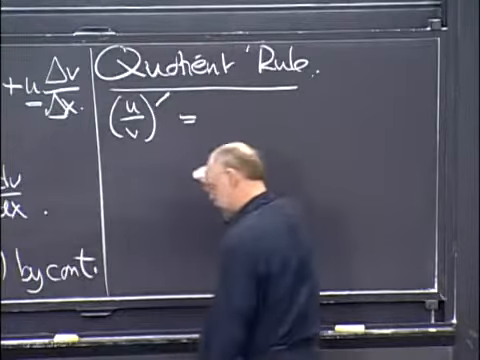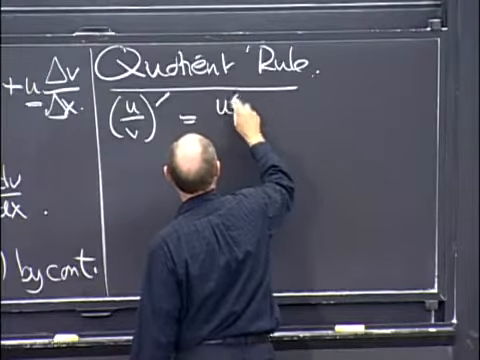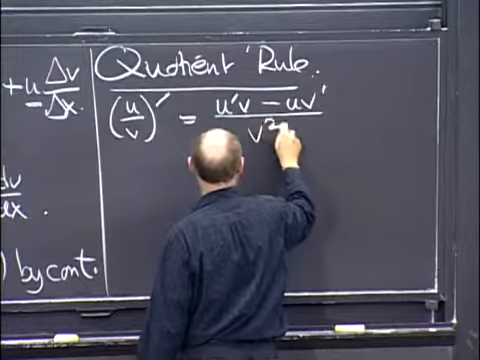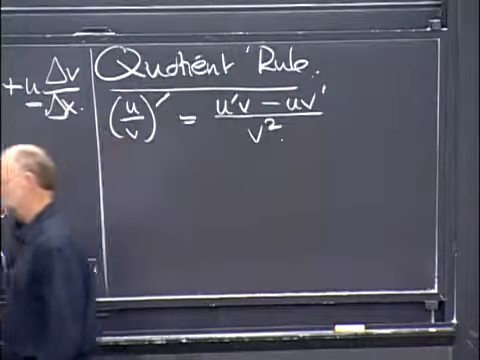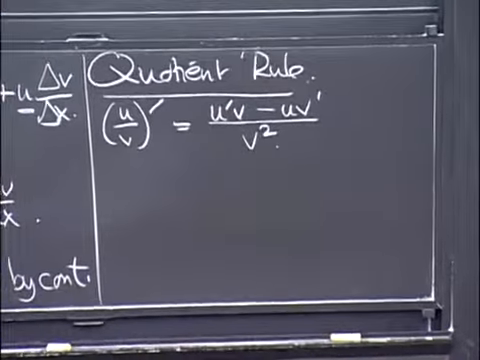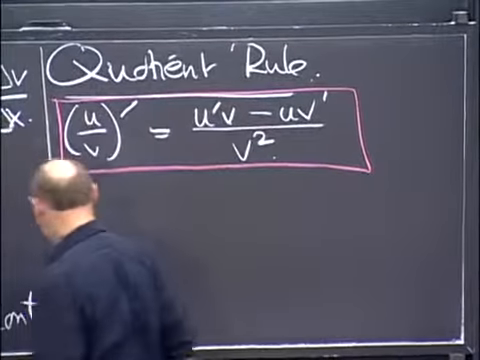And here's the rule for it, so I always have to think about this and hope that I get it right. u prime v minus u v prime, divided by v squared. This may be the craziest rule you'll see in this course, but there it is. And I'll try to show you why it's true and see an example. Yeah, there was a hand.